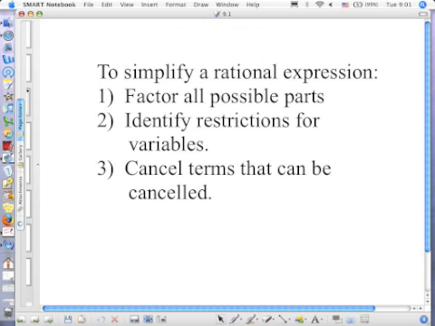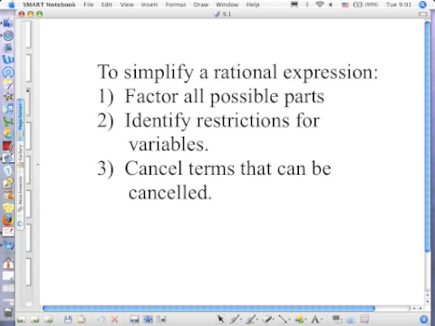Okay? There are three steps that we're going to be doing today. We're going to be simplifying rational expressions, which, remember, if there are fractions, we always want to reduce them, right? Well, we'll call this simplifying, and here are our three steps.